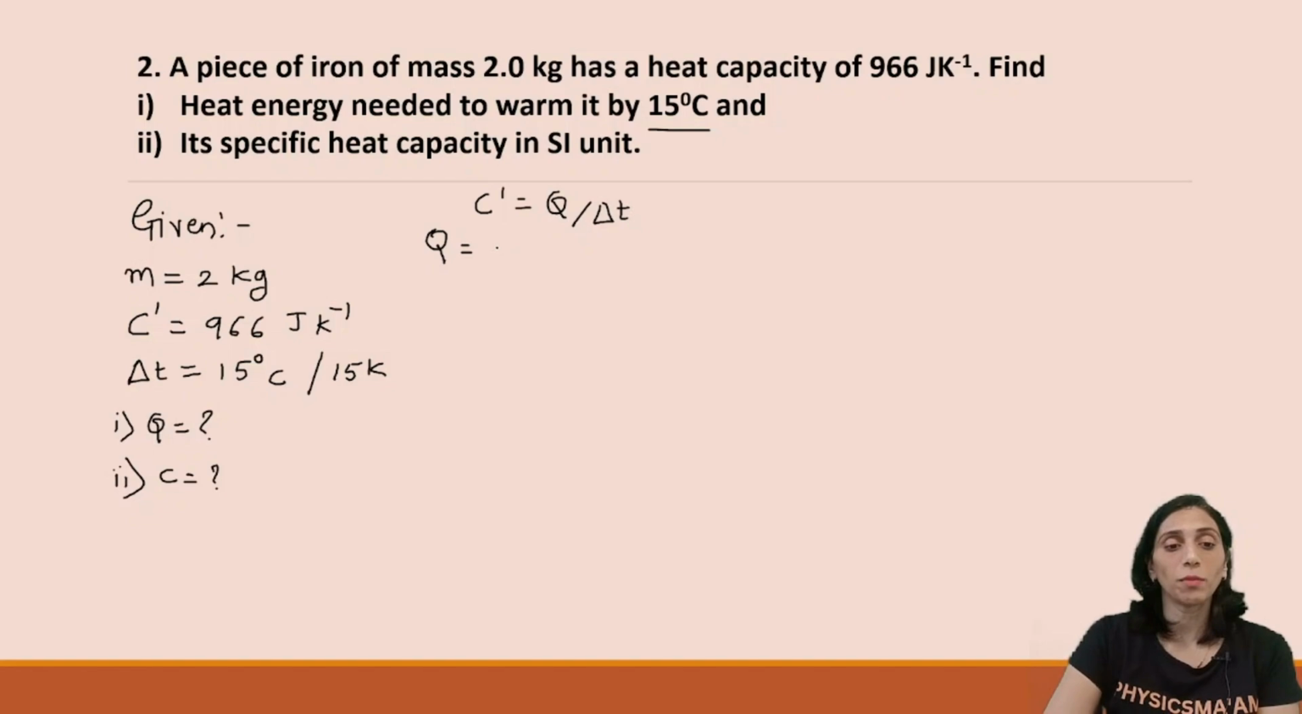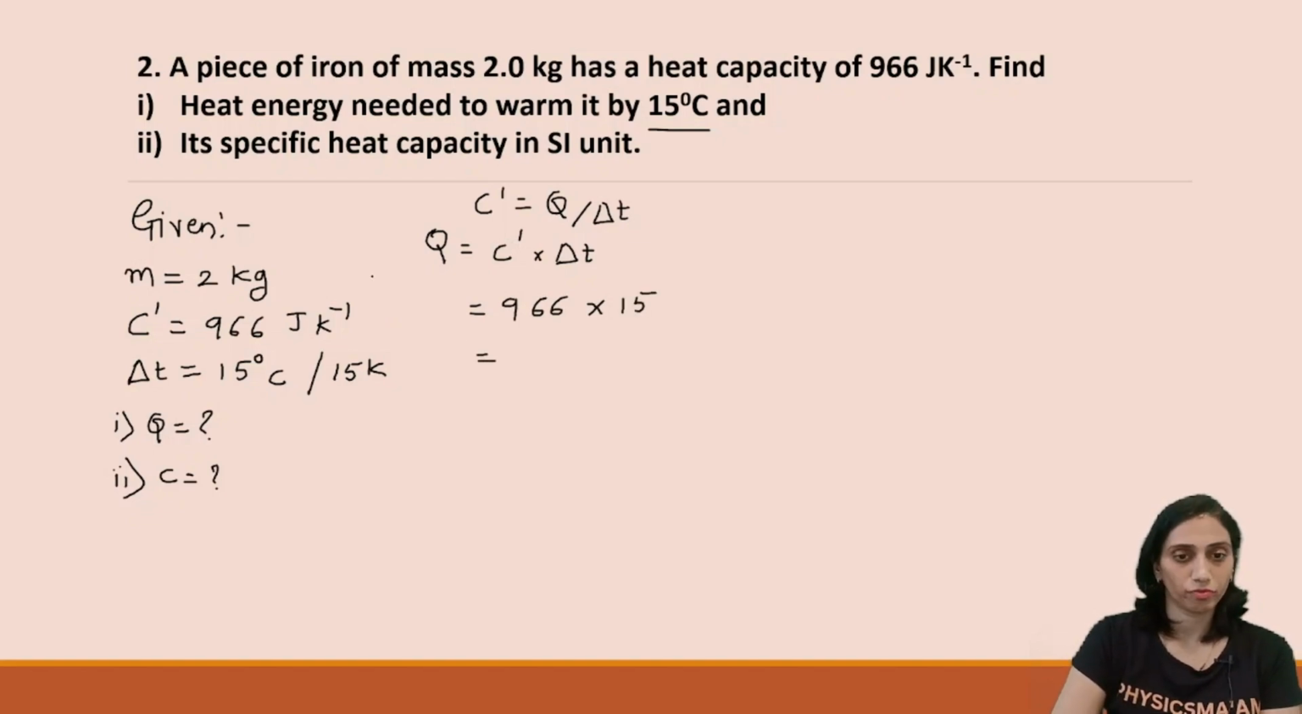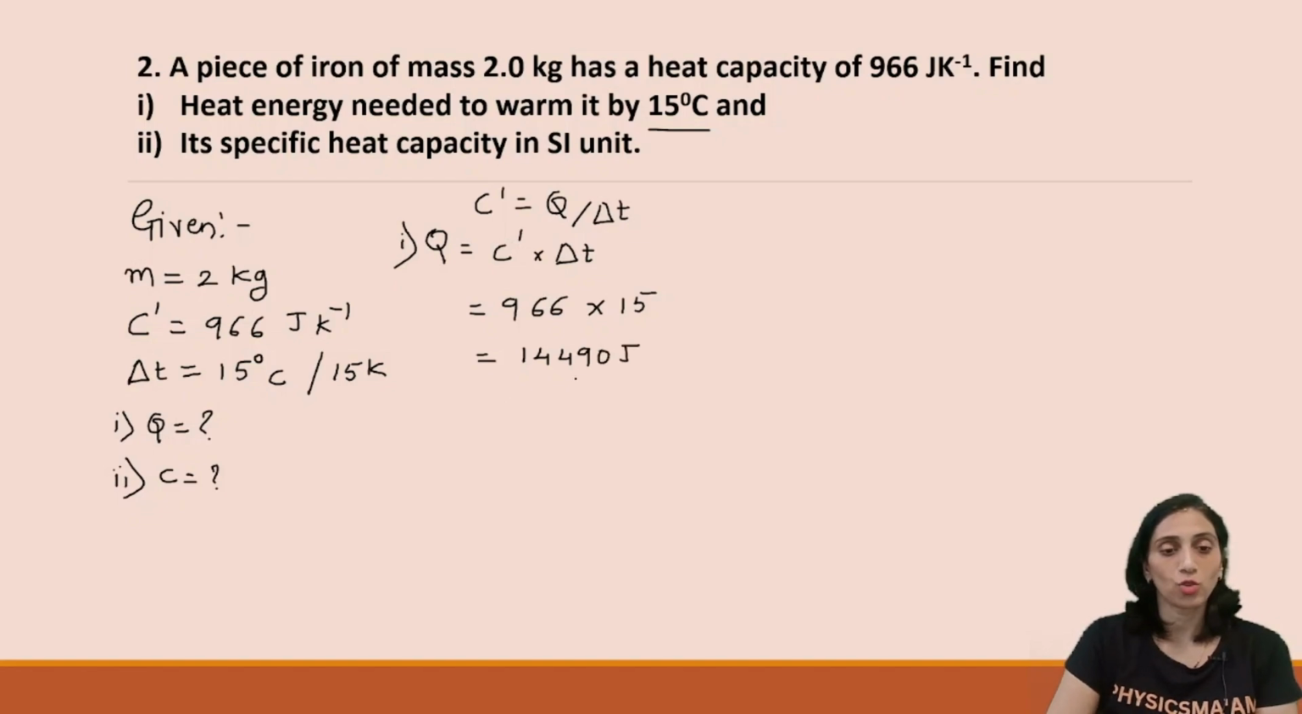So my Q becomes what? C dash into delta T. Yes, what is C dash here? 966 into my delta T is 15. So what is the answer I'm getting? Q. Q is equal to, I'll get it as 14490 joule. So 14,490 joule is the heat energy needed to warm it up by 15 degrees Celsius.